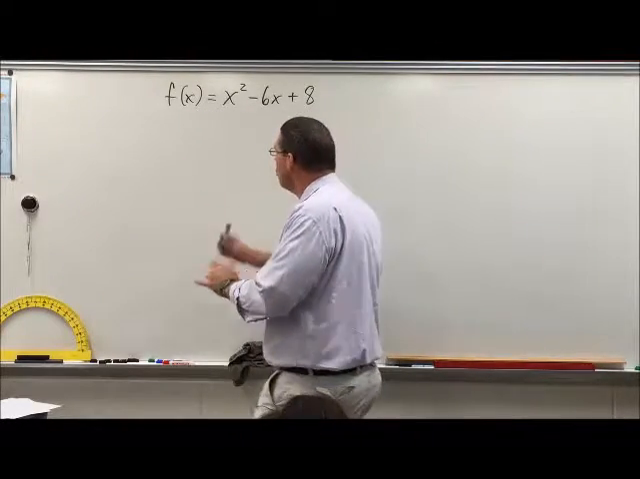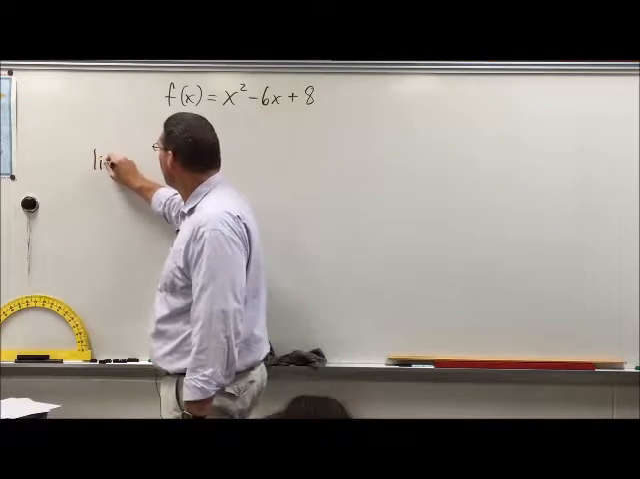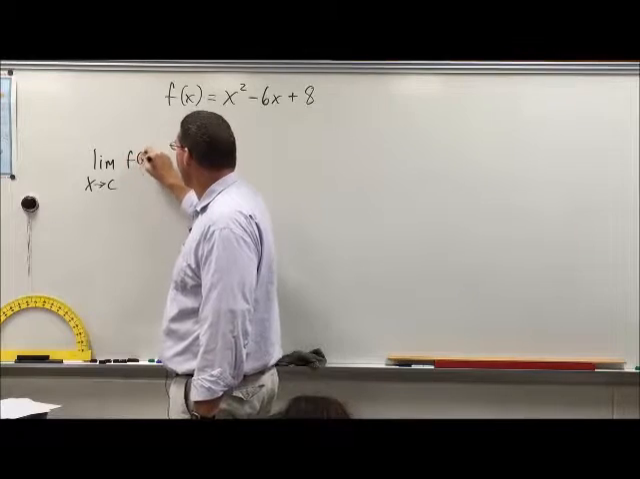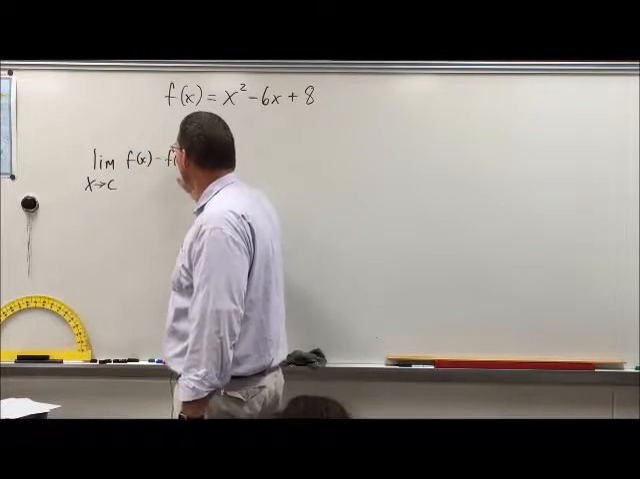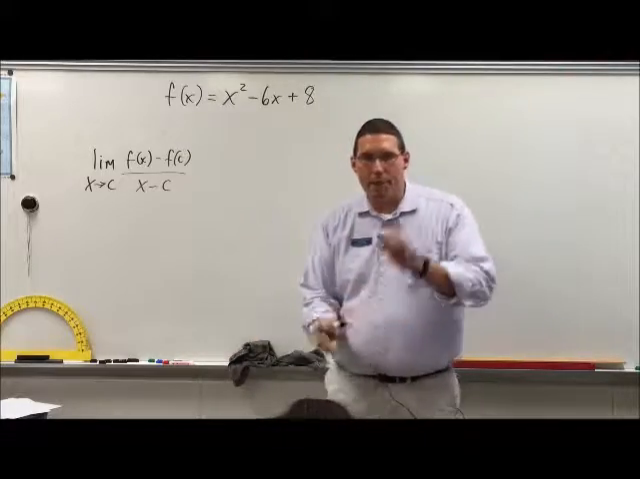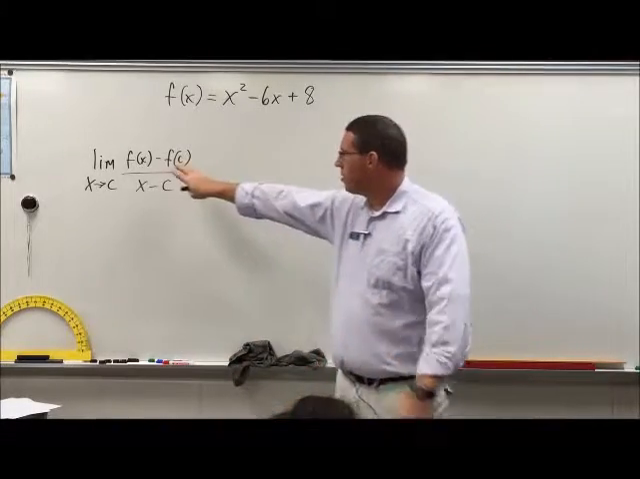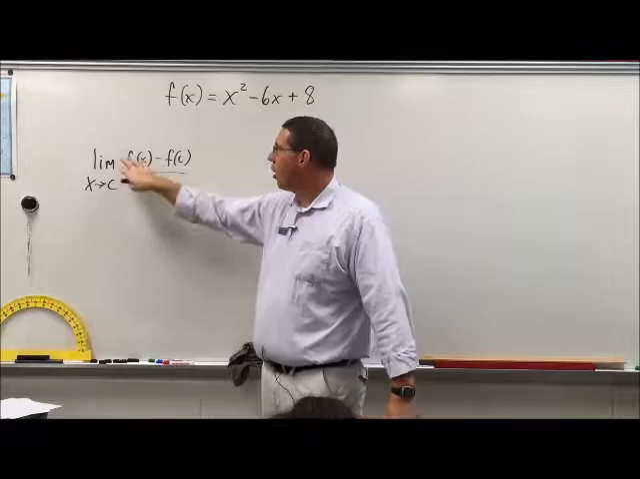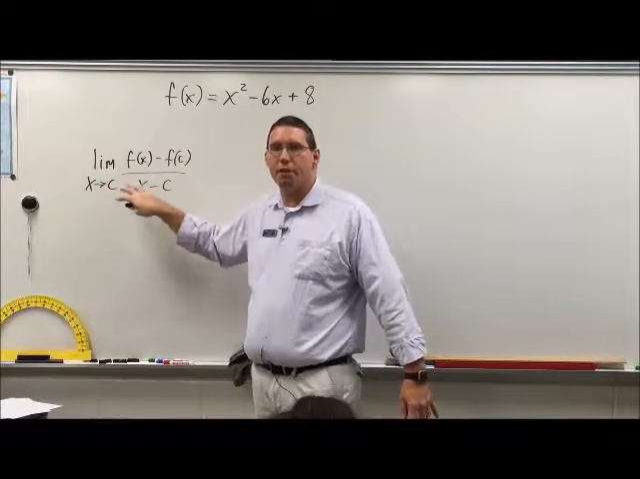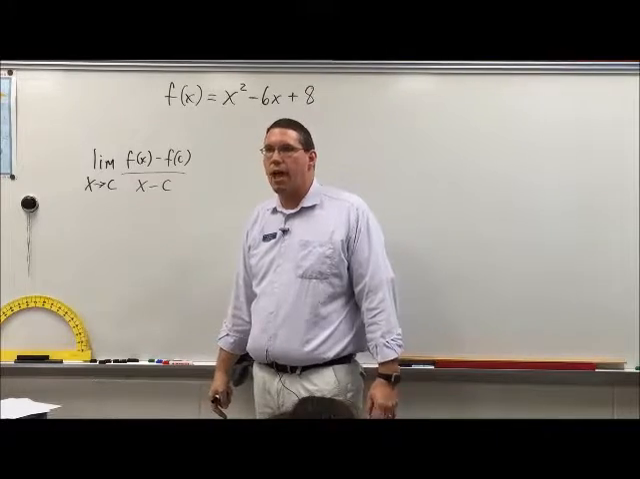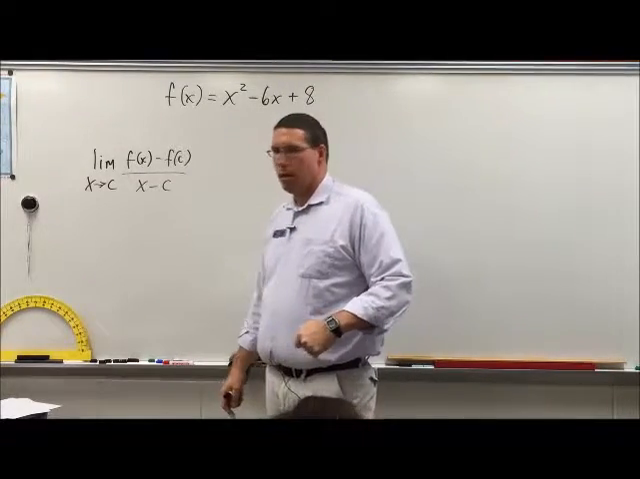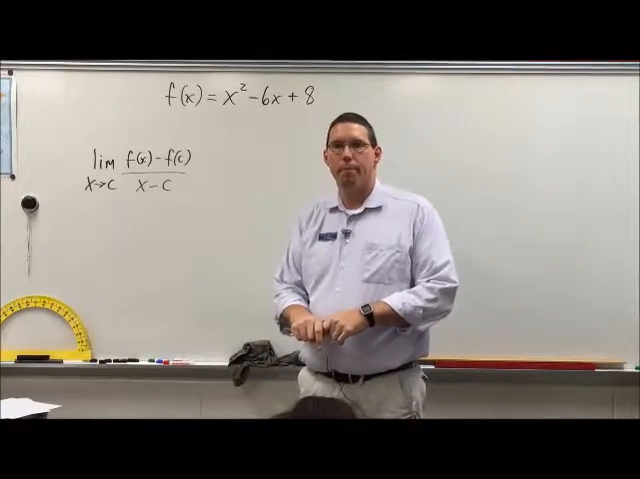Well, a way that you can do that, let me put our formula here. The limit as x approaches c of f of x minus f of c over x minus c. All right, are we ready? Limit as x approaches c. So this is our definition. This is our formula and definition for the instantaneous rate of change at point x equals c. Right?